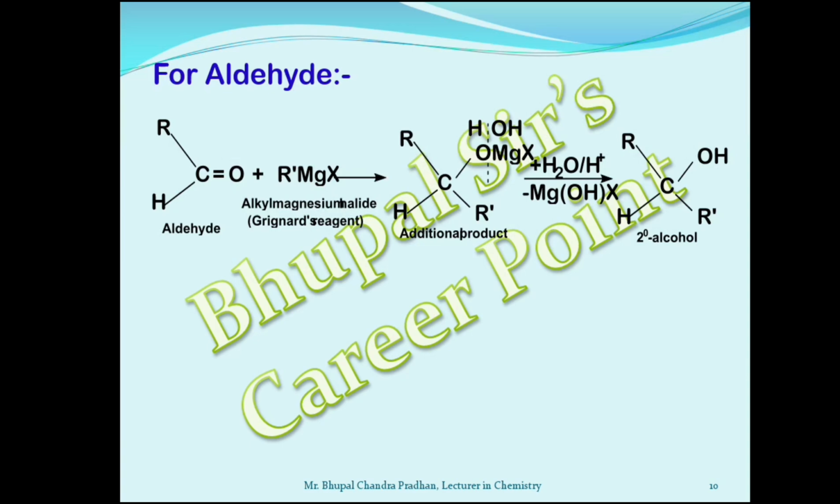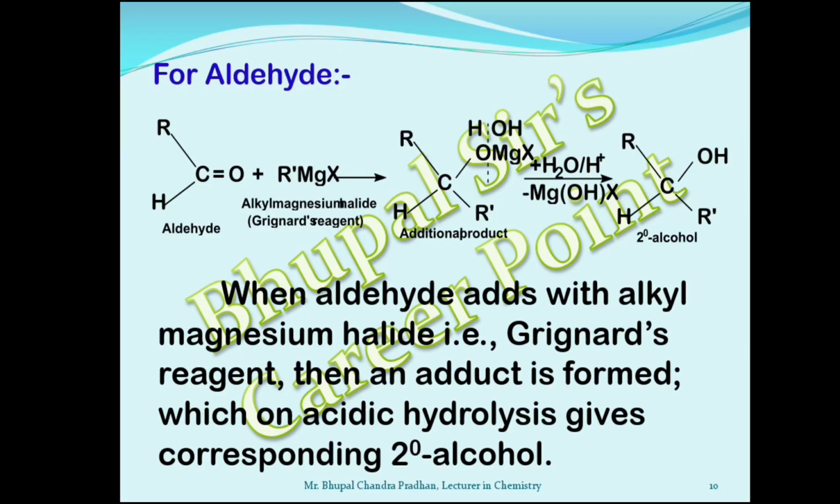That is a secondary alcohol, because in this alcohol the carbon atom to which the OH group is attached, in turn is attached to one hydrogen atom and two alkyl groups. So it is a secondary alcohol. So in the statement we have to write down, when aldehyde adds with alkyl magnesium halide, that is Grignard's reagent, then an adduct is formed, which on acidic hydrolysis gives corresponding secondary alcohol.